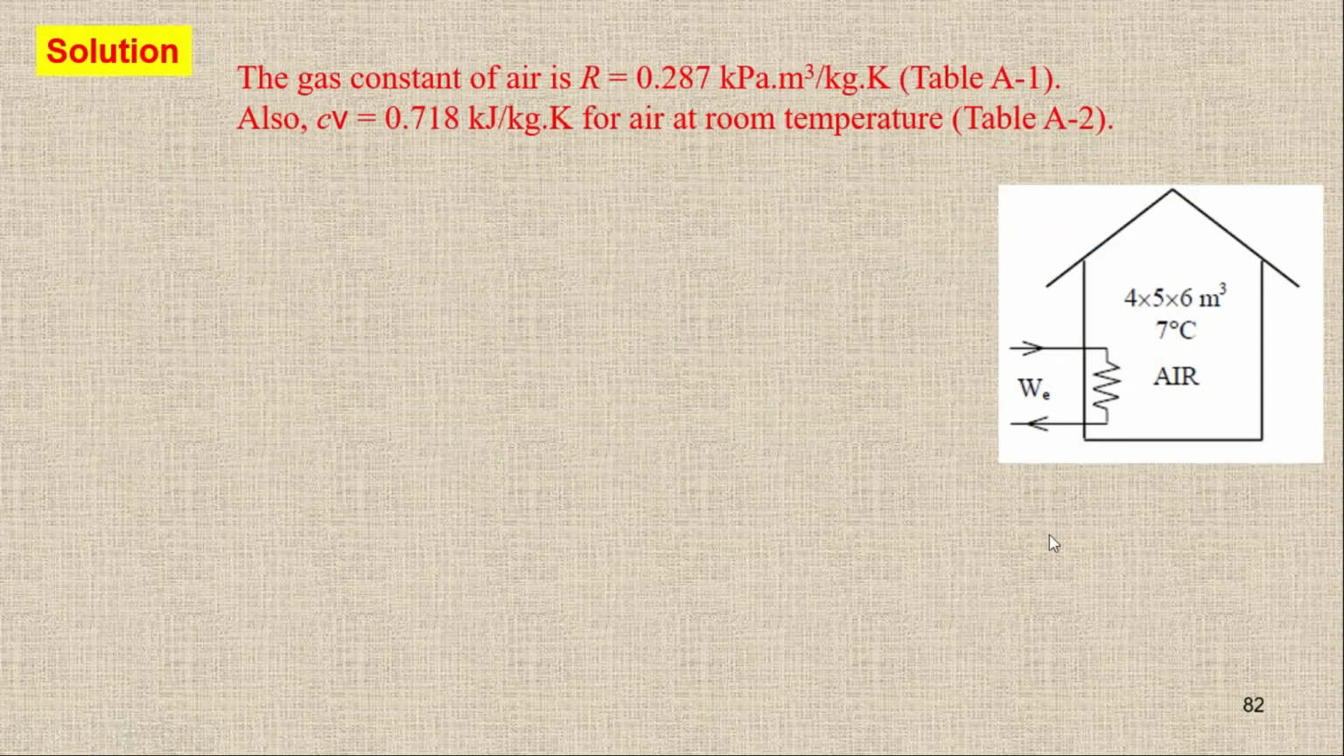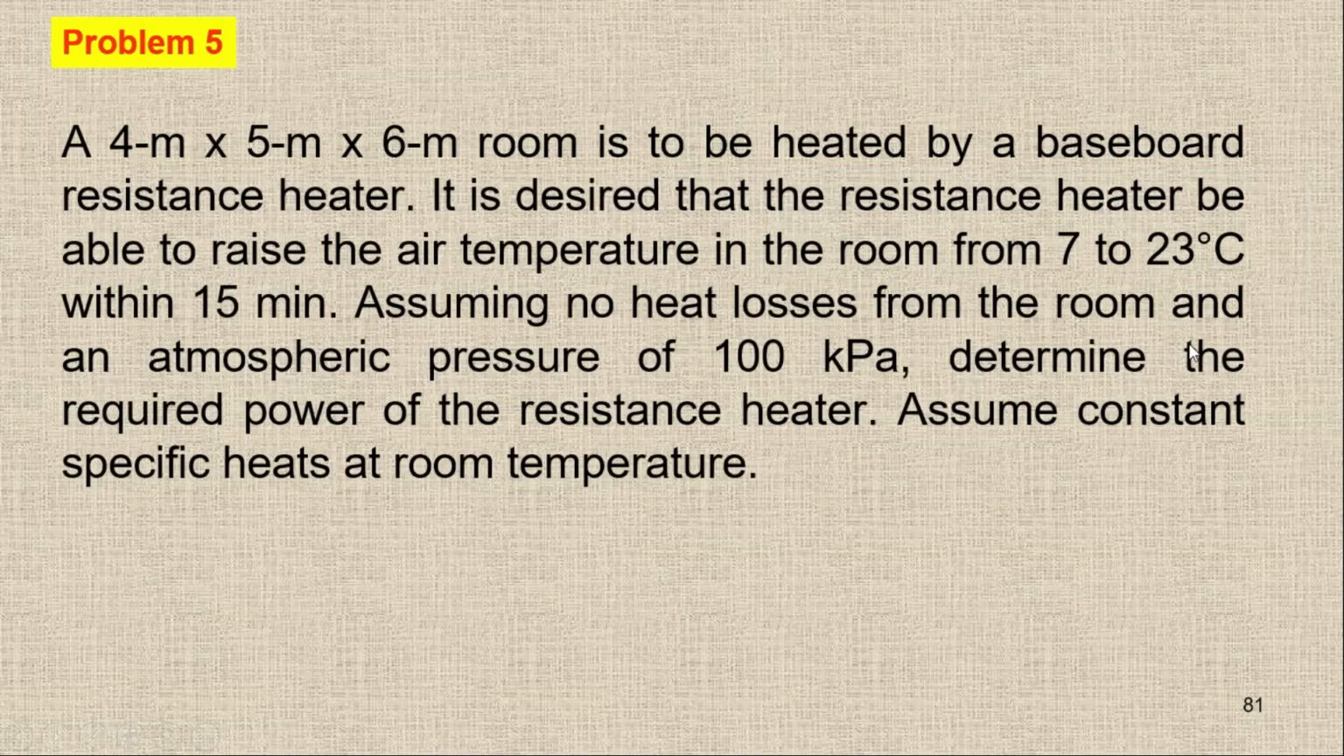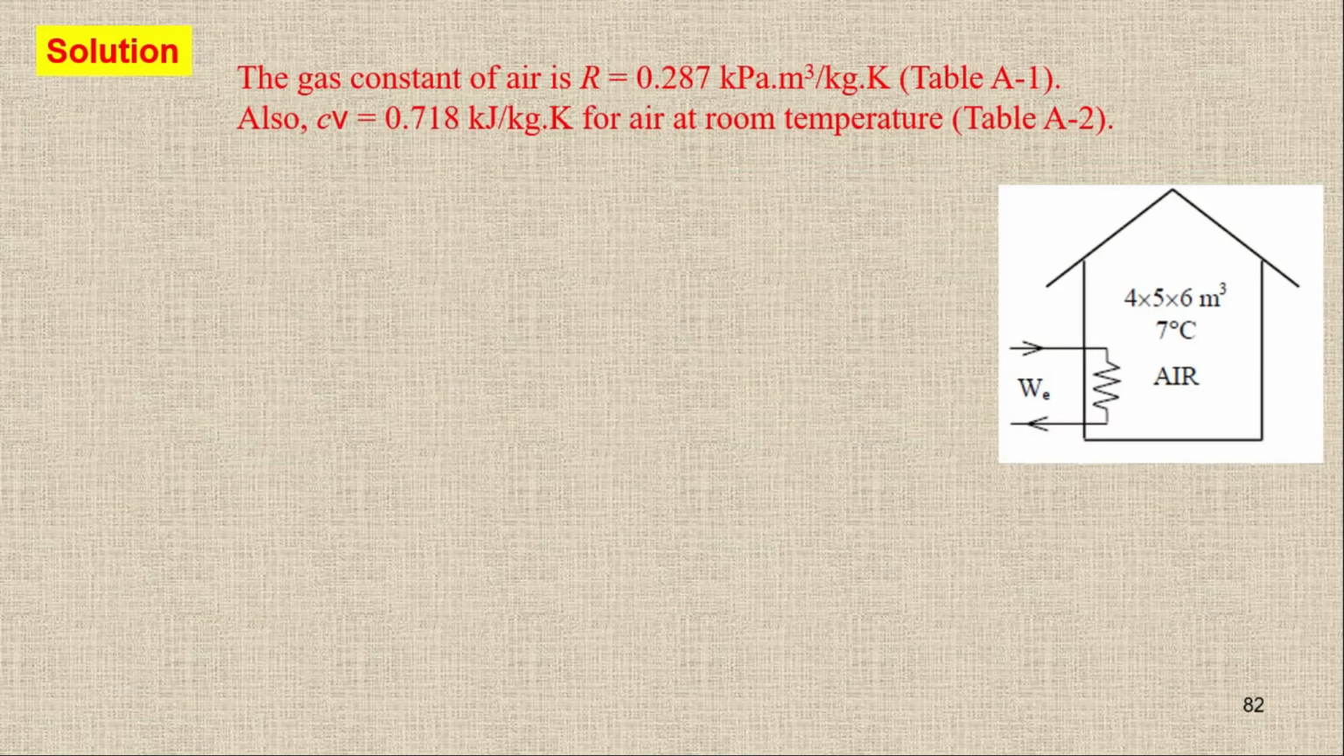So here we have the schematic diagram. We have a room here, with dimensions of 4 meter by 5 meter by 6 meter. With the help of this, I can find the volume of this room. Right now we have 7 degrees Celsius, and we have to change it from 7 to 23 degrees Celsius as given in the question. The fluid is basically air, and we have the electric resistors.